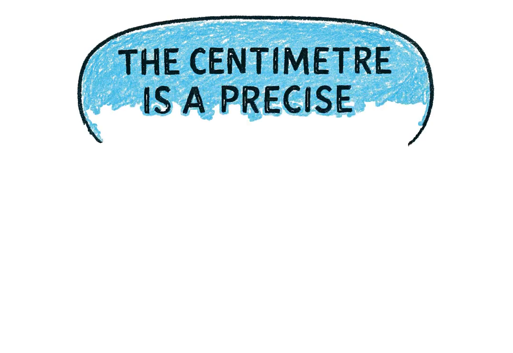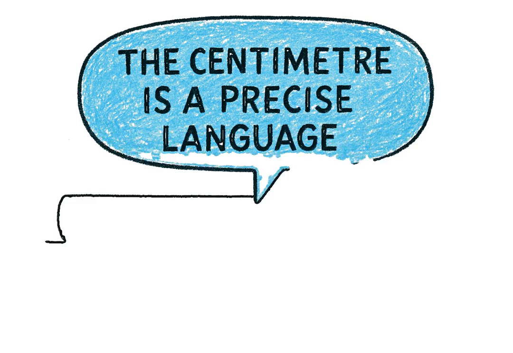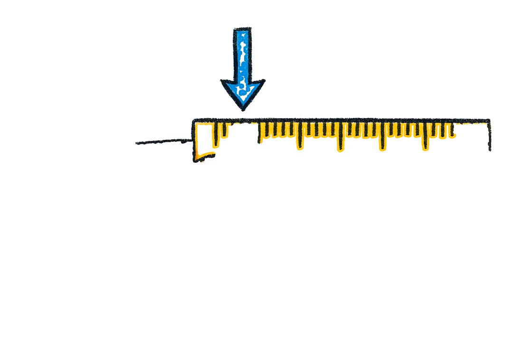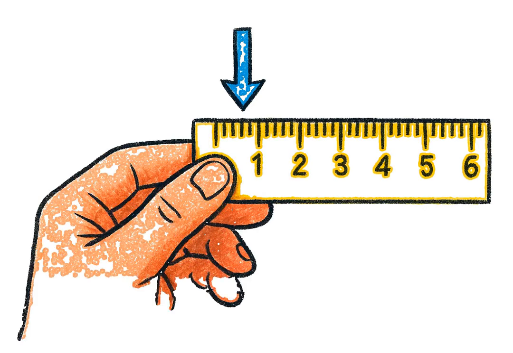So, the centimeter isn't just a little mark on a ruler. It's a powerful tool that helps us share ideas and build things accurately. Now, grab a ruler, remember the golden 0 rule, and see what you can measure.